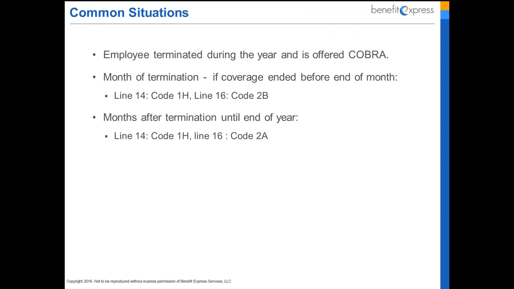Now, common situations. Employee terminated during the year and offered COBRA. Month of termination, if coverage ended before the end of the month, in line 14 you would put 1H, and line 16 would be 2B, because again, to use one of the offer codes, it's got to be for the entire month. And then months after termination to the end of the year, you put 1H and 2A because that person is not working for you, and COBRA coverage is not considered to be employer coverage.